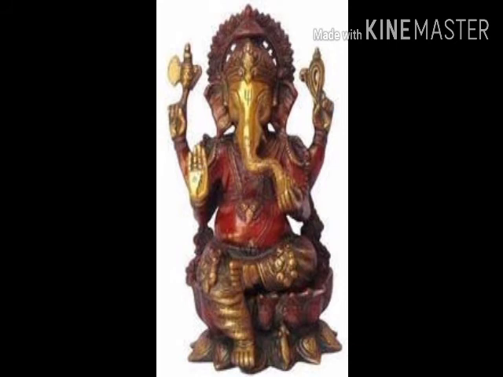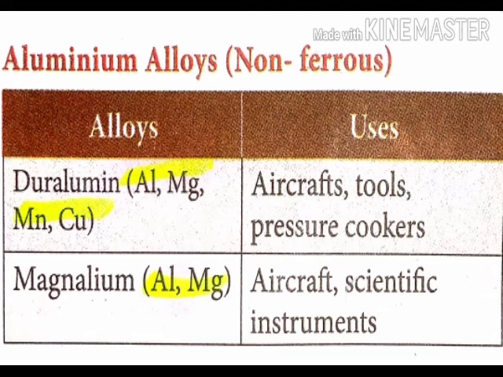Right, the uses also, no? The next one is aluminum alloys. So this is also a non-ferrous alloy. Why is this a non-ferrous alloy? Yes, because iron is absent in the aluminum alloy also. So copper alloys and aluminum alloys are known as non-ferrous alloys. Why? Right, absence of iron.